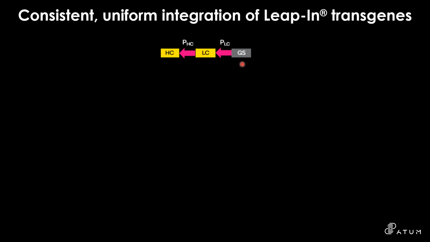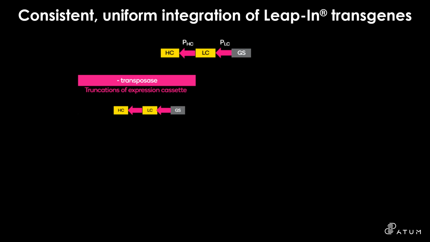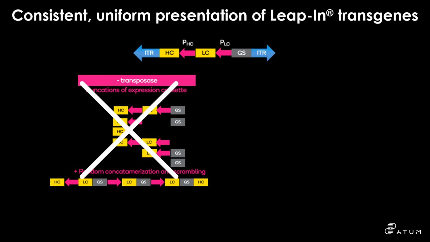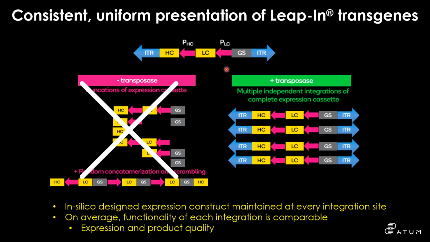If you're doing random integration, of course, there are occasions where you may get what you've designed, but the reality is much more complex. There are truncations and deletions, as well as random concatemers and scrambling. Therefore, what you've designed in silico, what you've built in your vector, is not necessarily what ends up in the genome. And in fact, we know that this is the case. Contrast that to the transposase system, wherein you put ITRs on either side of your expression cassettes, add transposase, and you get perfect integration of what you've designed and built into the host cell genome.